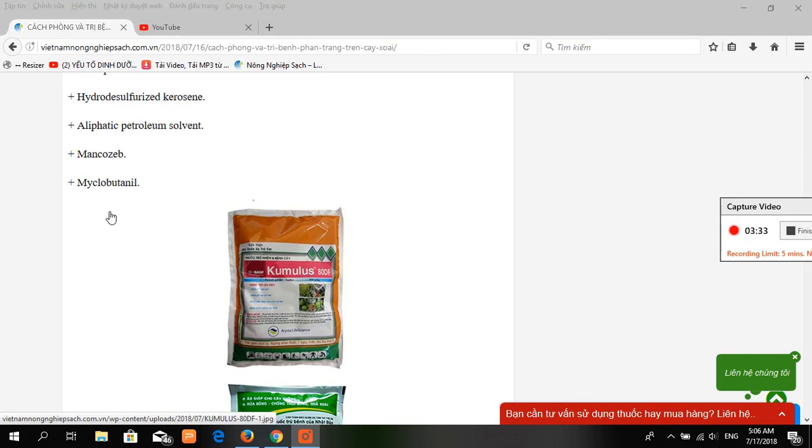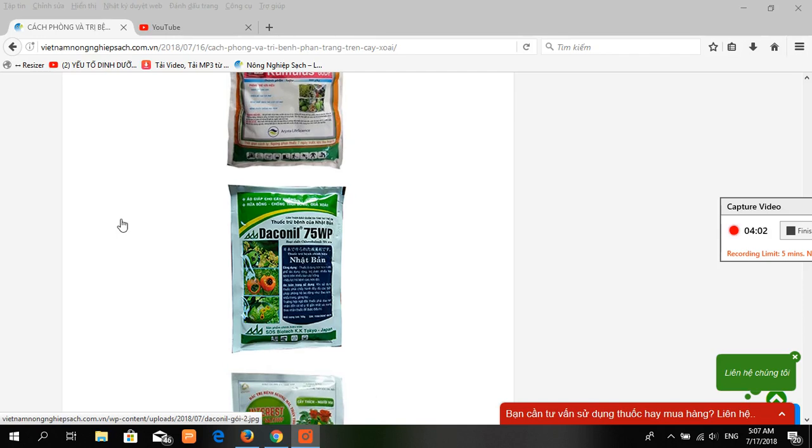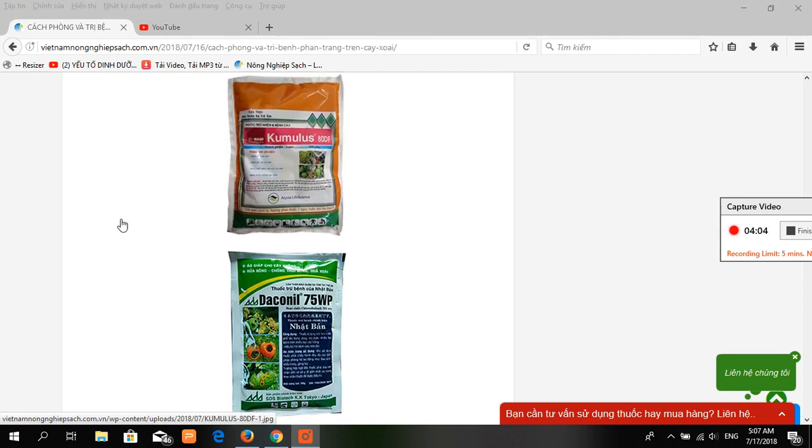Ensure the balance of nutrition and avoid high nitrogen fertilization. Remove infected plant bark and destroy any plant residues. Treat the plants with fertilizers containing potassium phosphate. Now you can see some of the products that can be used to treat powdery mildew of the mango.